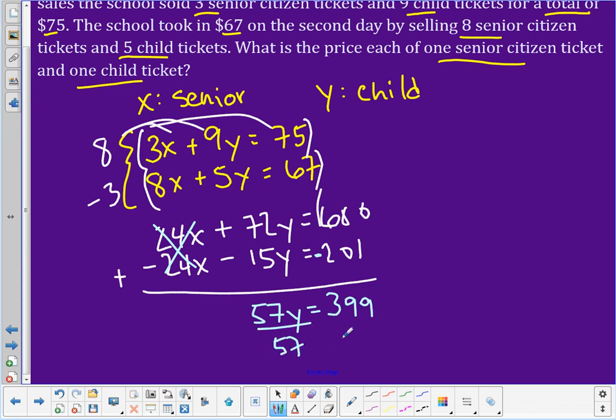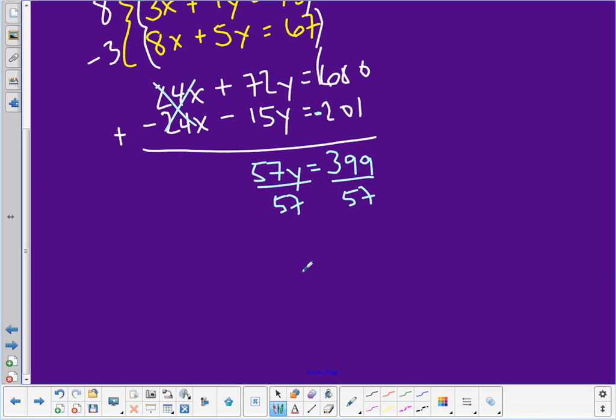Divide those by 57. It looks like a really ugly thing, but I actually think it works out to be a whole number. So 399 divided by 57. And look at that, I get 7. So y is equal to 7.